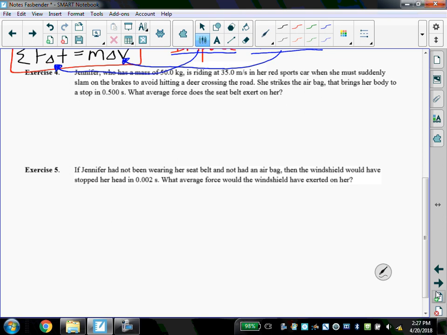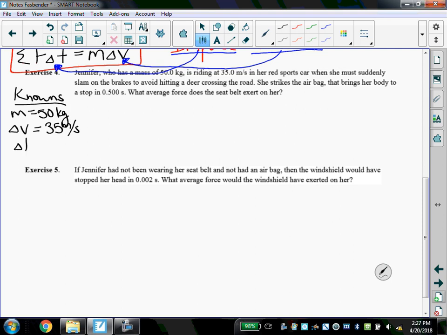She strikes the airbag. It brings her body to a stop in 0.5 seconds. What average force does the seatbelt exert on her? So if we write out all of our knowns, we know that Jennifer has a mass of 50 kilograms. We know that she is going to change her speed from 35 meters per second down to 0, so her delta v is 35 meters per second.